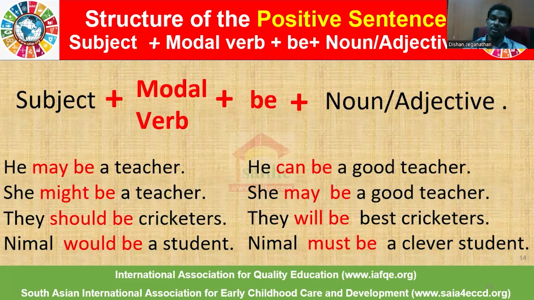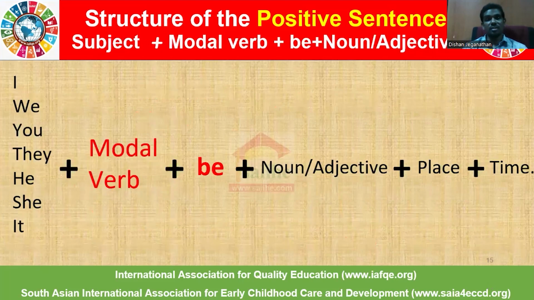Similarly, we have they should be cricketers, they will be best cricketers. Nimal would be a student. Nimal must be a clever student. So here the first sentences make use of the noun, and in the second four sentences we have added an adjective to describe the noun and to give a clearer sentence. The structure goes as subject plus modal verb plus be plus noun, adjective followed by place and time.